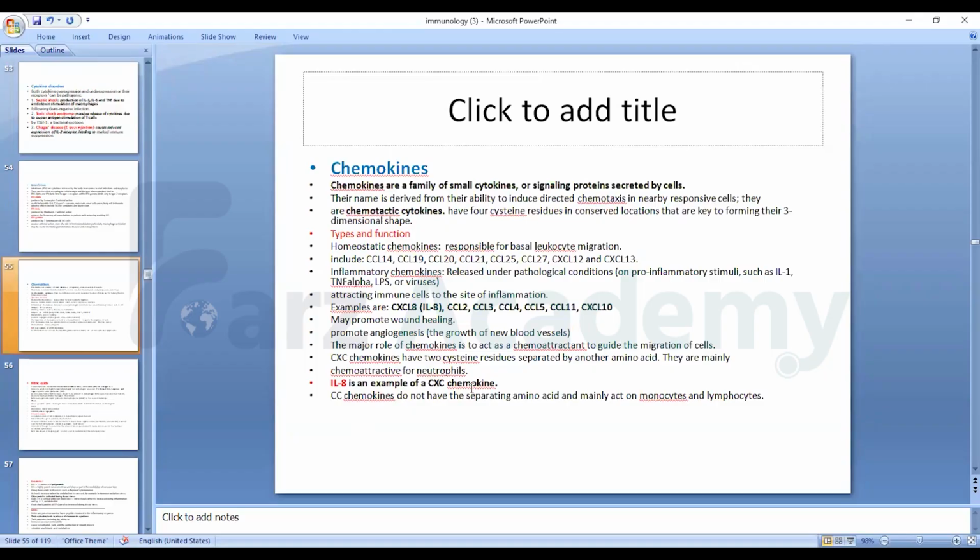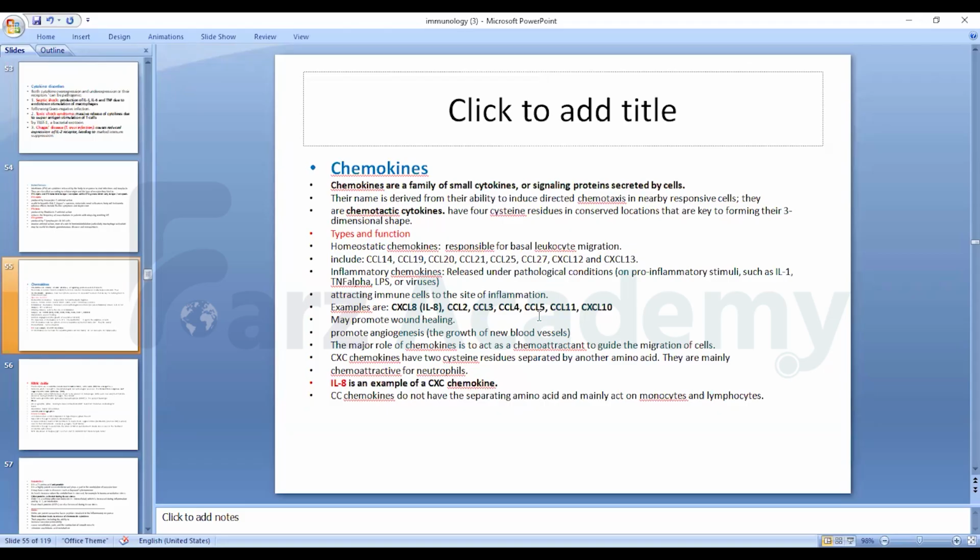So what are chemokines? These are a family of small cytokines or signaling proteins secreted by cells. Their name is derived from their ability to induce direct chemotaxis in nearby responsive cells. They are chemotactic cytokines, and have 4 cysteine residues in conserved locations that are key to forming their 3-dimensional shape. Homeostatic chemokines are responsible for basal leukocyte migration. Inflammatory chemokines are released under pathological conditions, such as by interleukin 1, TNF alpha, and viruses, attracting immune cells to the site of inflammation.